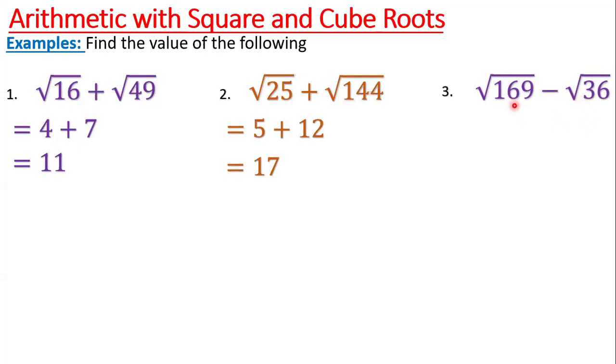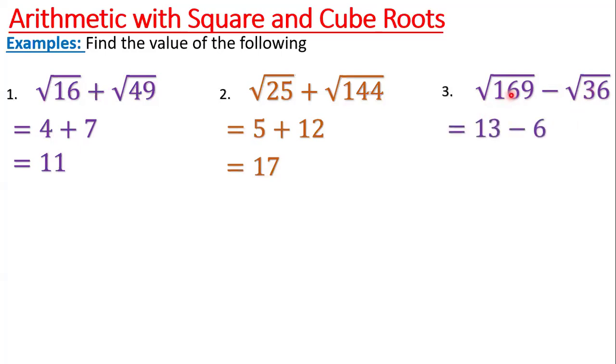13 minus 6. Very good. Why? Because the square root of 169 is what? 13. Very good. The square root of 169 is 13. And what's the square root of 36? 6. Very good.